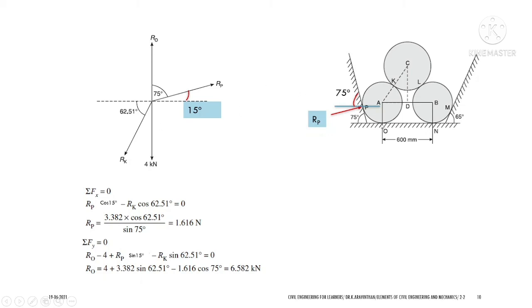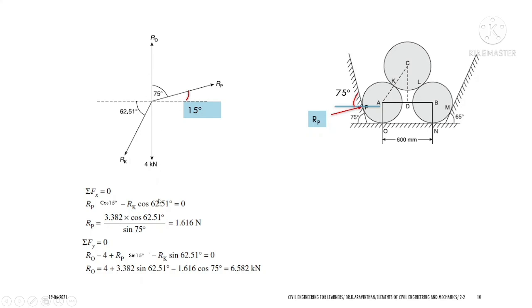You know the RO is the support reaction which will be acting at the point O and which will be upward, and you have 4 kilonewton force which is acting downward. Okay, so we know all the angles and the forces. So you can use equations of equilibrium in order to solve. Let us use sum of all the horizontal forces as 0, and if you resolve horizontally, RP into cos 15 degree, which will be acting right hand side, and plus RP into cos 15 degree, and you have RK which is at an angle of 62.51 degree, which is minus RK cos 62.51 degree. The rest of the forces are acting purely vertical.